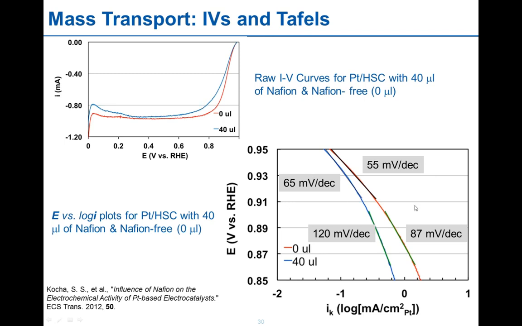You can take this data and plot it in a Tafel plot. It's a semi-log plot, and you see that the Tafel slopes are lower. You can use a single Tafel or a double or triple Tafel. It's not important, but the main thing is the Tafel slopes are lower, either due to faster reaction or more access to oxygen.